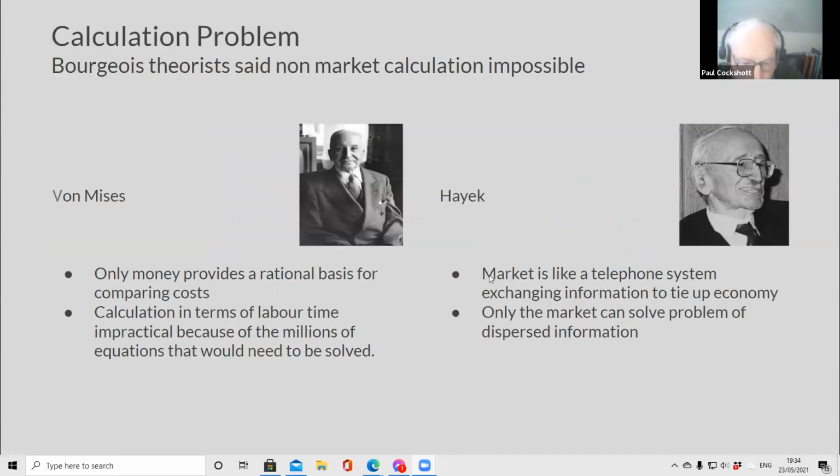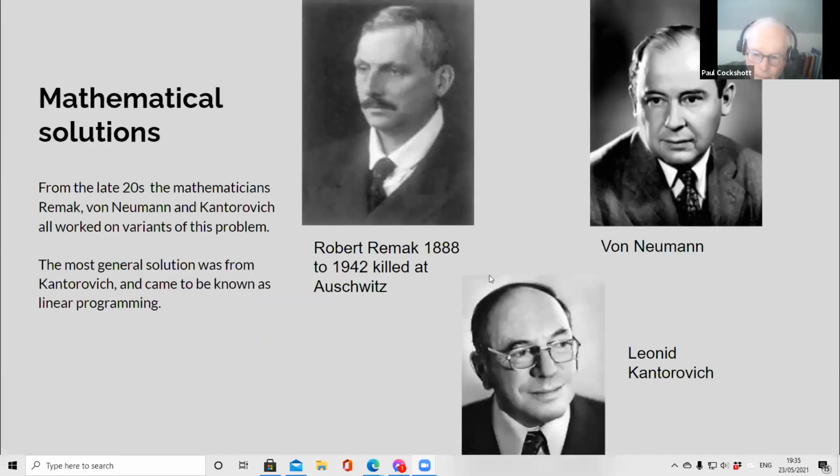The immediate response to that came from other Austrian economists who were more conservative. Von Mises argued that only money provides a rational basis for calculation, and that the only other alternative would have been calculation in terms of labor time, and this would be impractical because it would require you to solve millions of equations. These arguments were further developed by Hayek, who said that the market is a telecommunication system and only the market can communicate the information necessary to coordinate an economy.